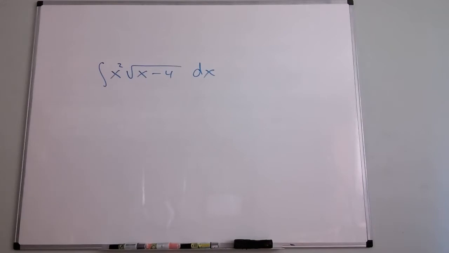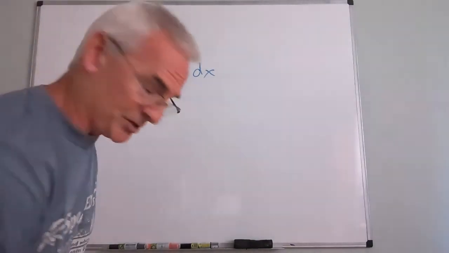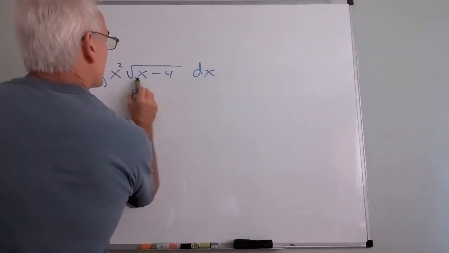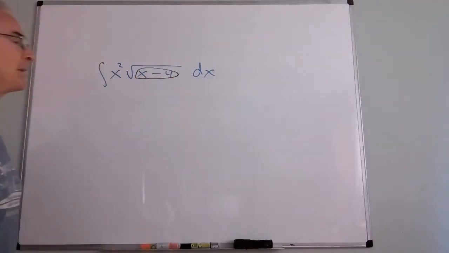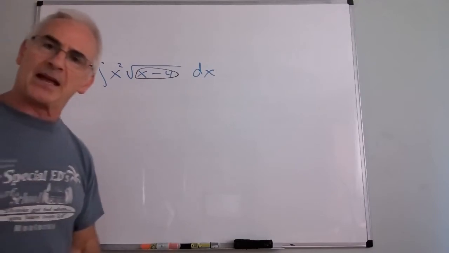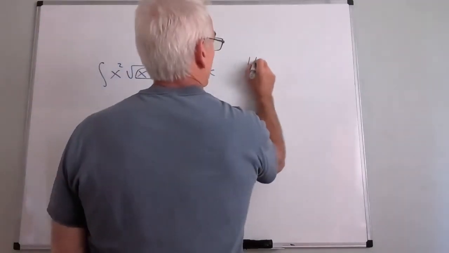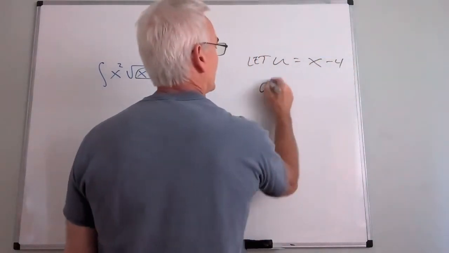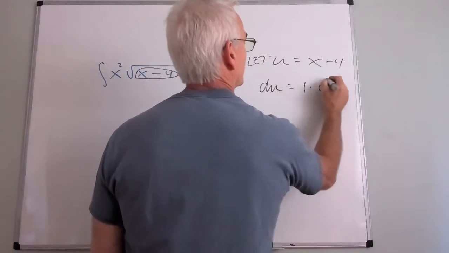Well, in Calc 1, I don't know any techniques that'll allow me to do this. No, but this is actually a Calc 1 question. It's in our Calc 1 book. So my argument here, if that had just been a square root of x, then I would just multiply these and this would be a piece of cake, but it isn't. So we would start by saying, let's let u equal x minus 4, and then du is obviously 1 dx.